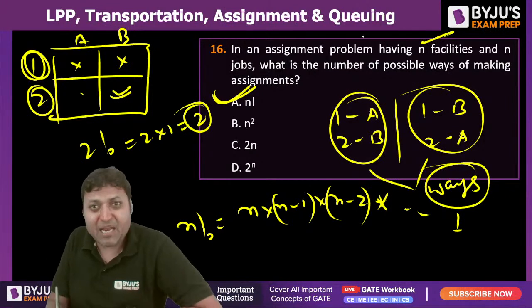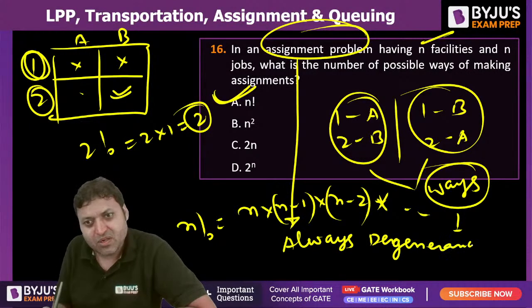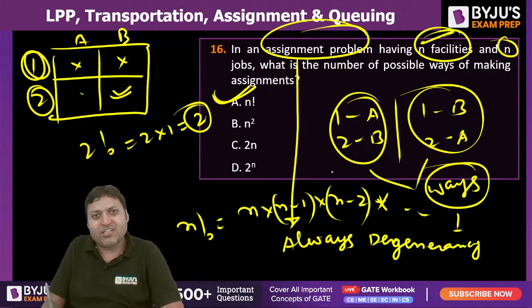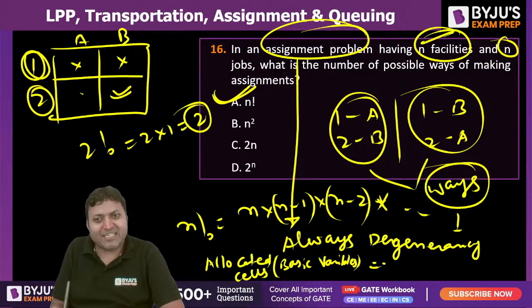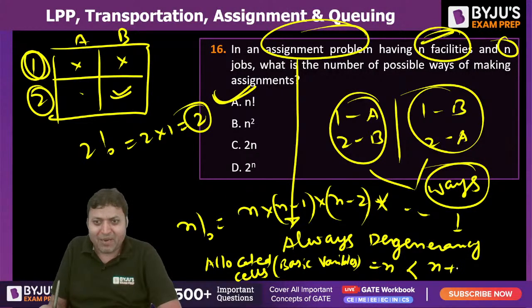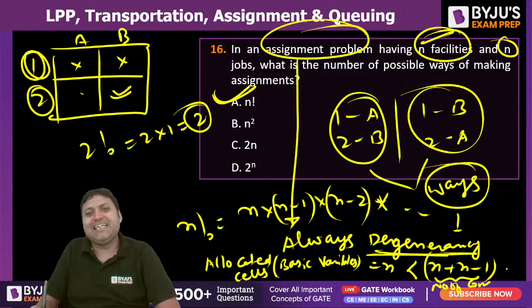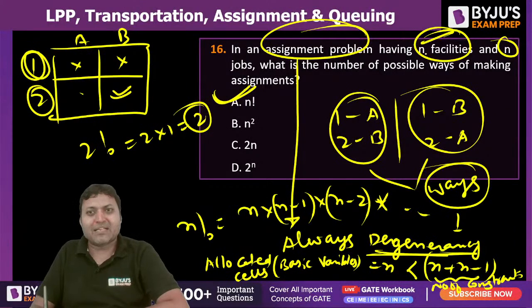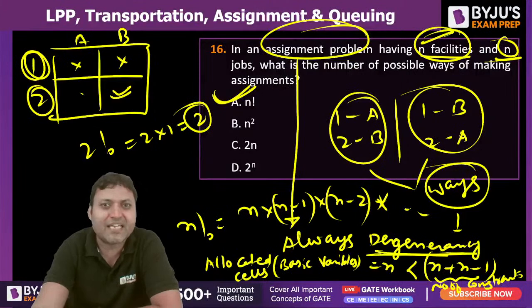And in the assignment problem, there is always degeneracy. Why? If we say m plus n minus 1, what is the number of allocated cells? If there are n facilities and n jobs, the number of allocated cells or basic variables is equal to n only, which is less than n plus n minus 1, isn't it? That is the number of independent constraints: n is the number of rows, n is the number of columns, so n plus n minus 1. So there is always a degeneracy in the case of the assignment problem.